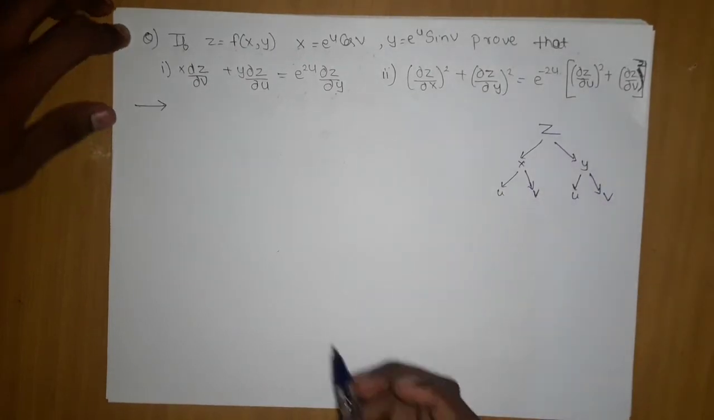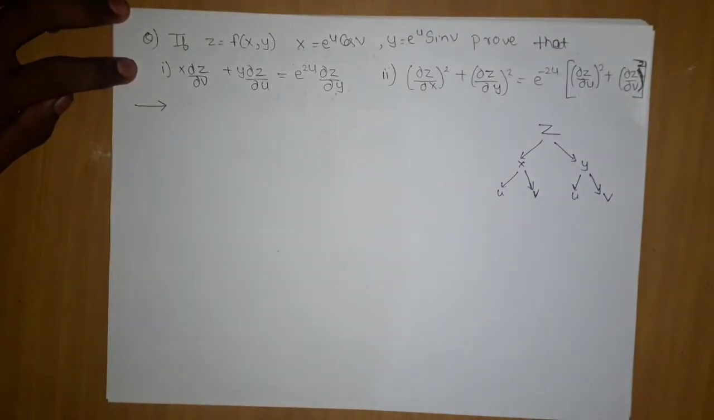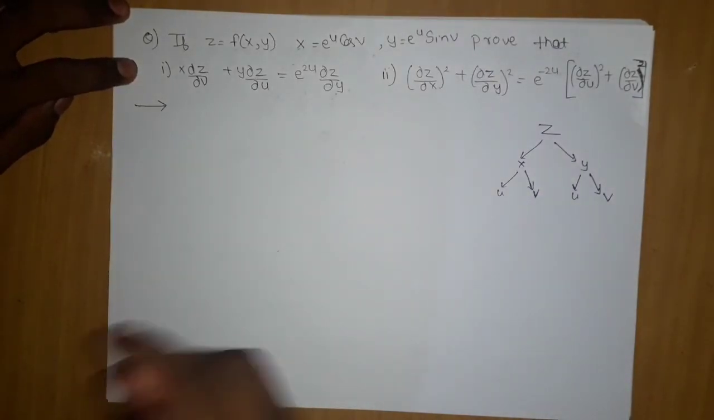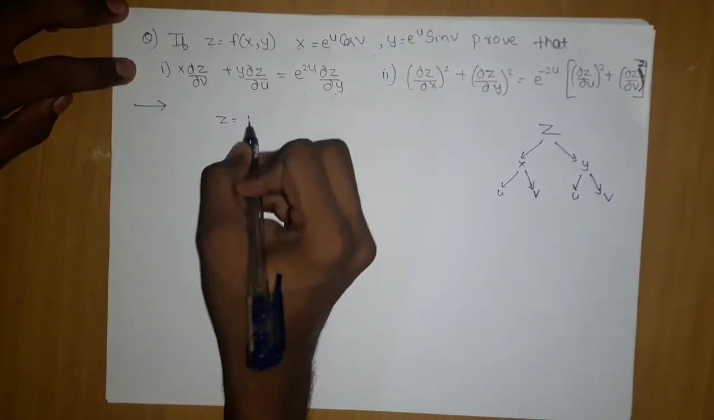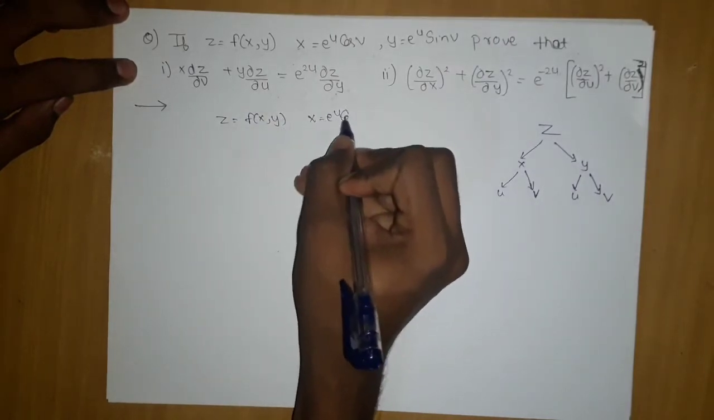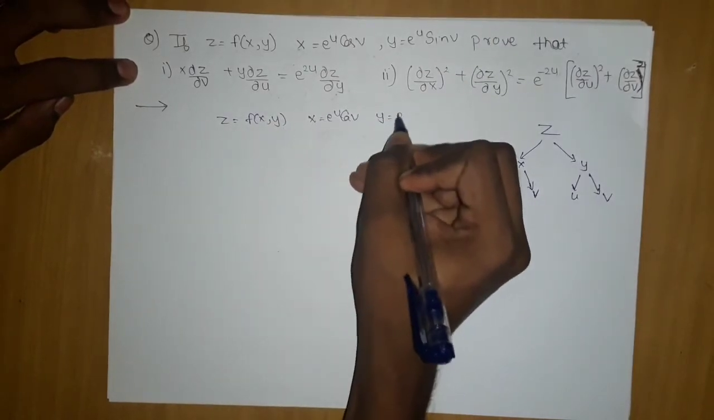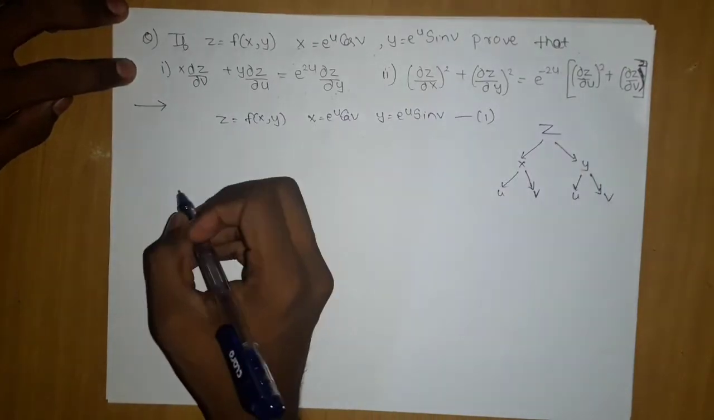Now what we can see here is one thing. If we observe clearly, you will come to know one thing. First write the things which are given, then we will discuss what you can see. x equals e^u cos v, y equals e^u sin v. Okay, you have written this, write it as well.